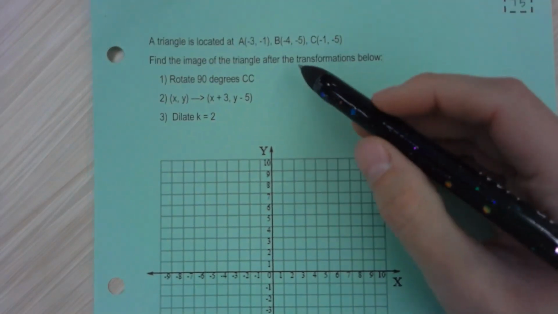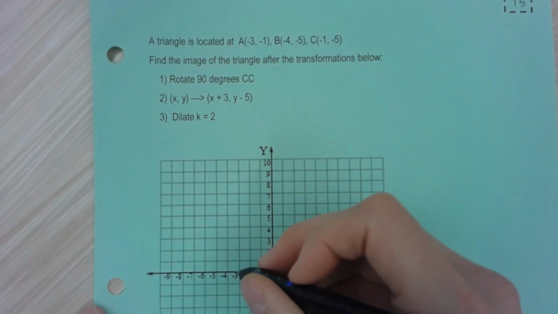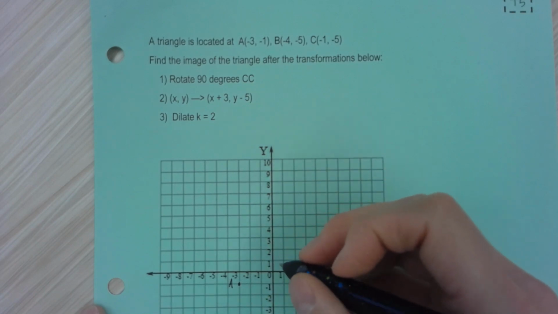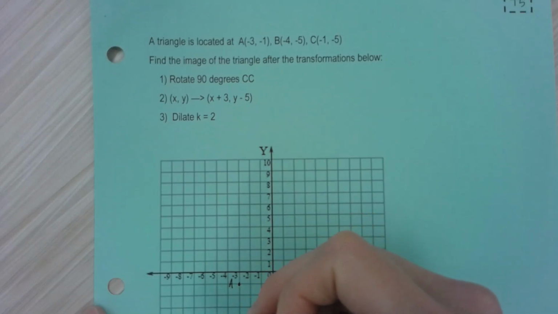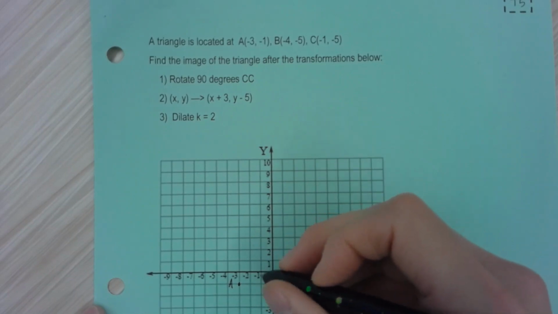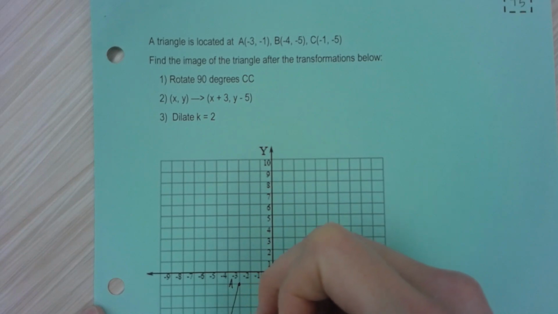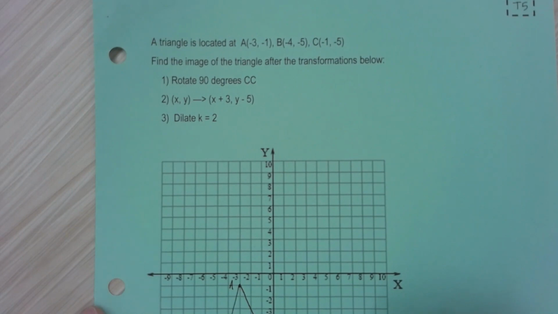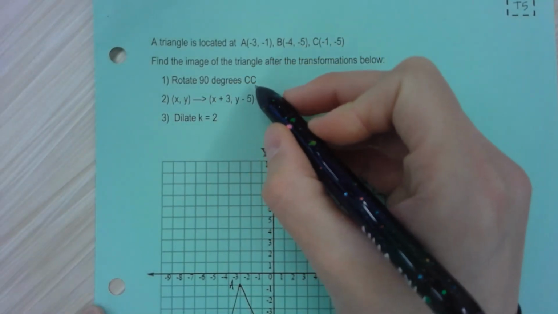So triangle located at that same location. So let's start by plotting that. -3, -1. There's our A. B is at -4, -5. There's our B. And C is at -1, -5. There's our C. Connect the dots. There's our pre-image. This time we are going to start off with a 90-degree rotation counterclockwise about the origin.